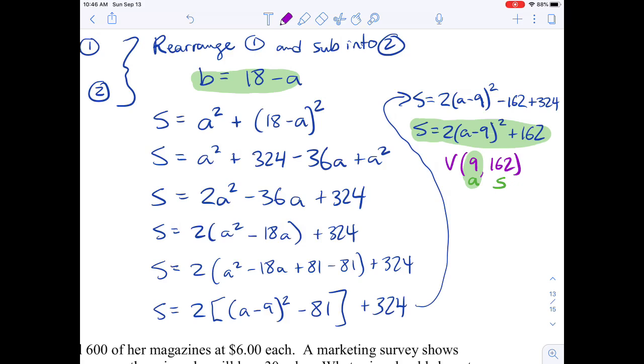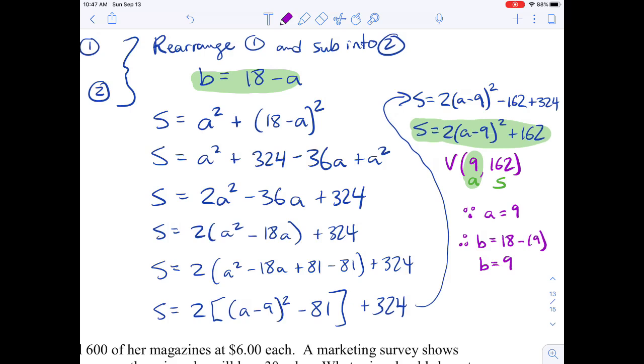So we do this extra little step that says, since a is equal to 9, therefore b is equal to 18 minus 9, if we substitute that in, or in other words, b is equal to 9 also. So it didn't say that a and b actually had to be two different positive quantities, so it's totally okay that it turns out a and b are actually the same.